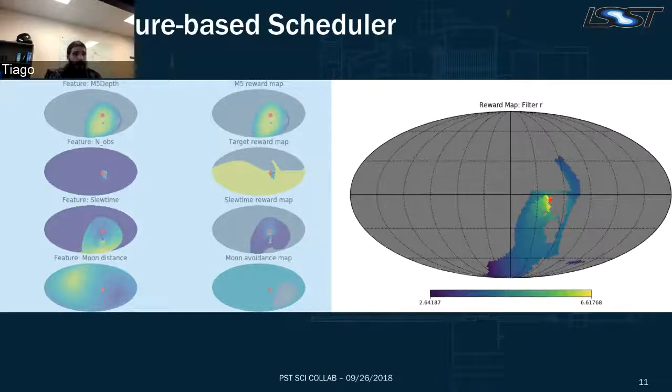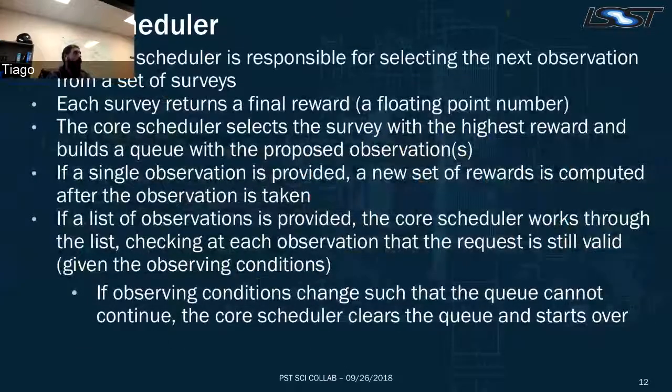Okay. Now that's not all. We have one other, higher level on the feature scheduler, which is the core scheduler. The core scheduler is responsible for selecting the next observation. So the core scheduler has a set of surveys. Each survey will return basically a reward and an observation, or a reward and a list of observations. And the core scheduler selects the observation or list of observations with the highest reward, and then builds a queue with proposed observations.